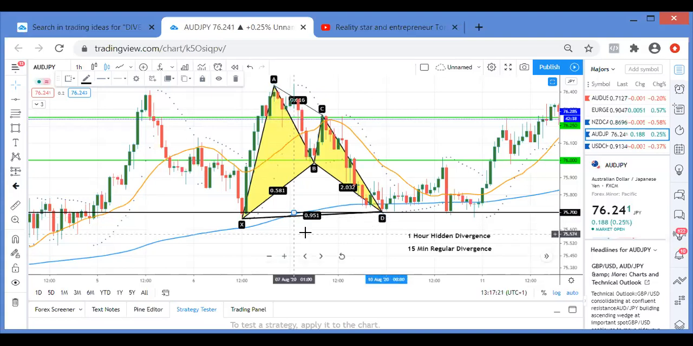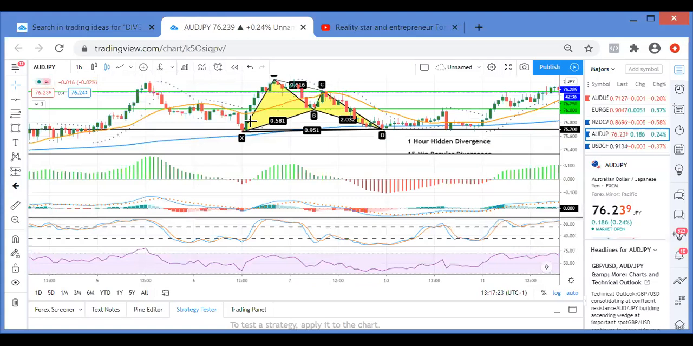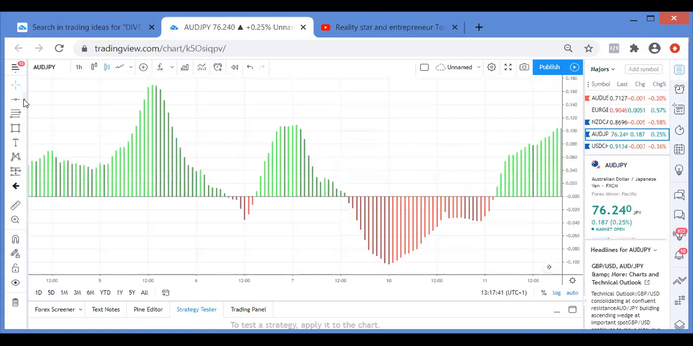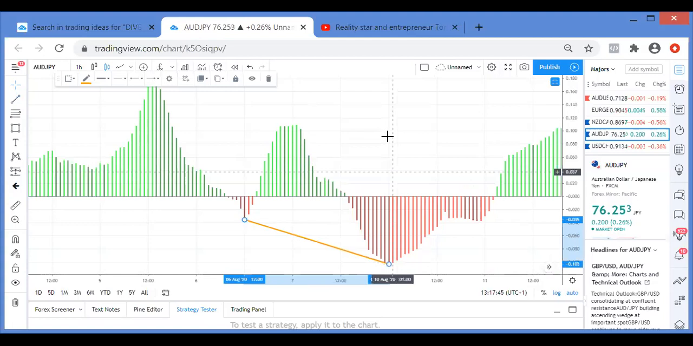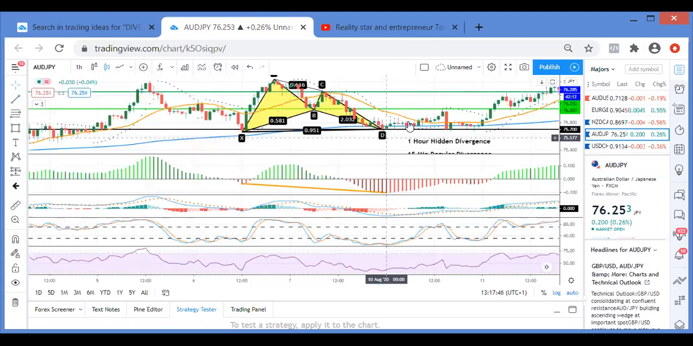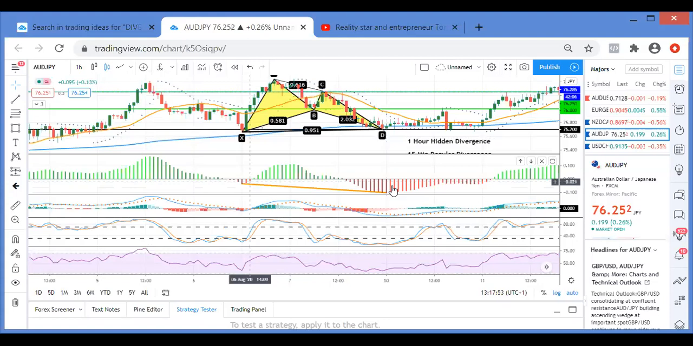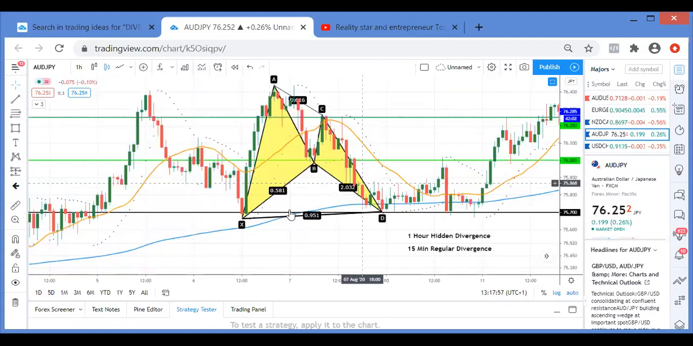Now, when I go to my MACD, look, this is a low, and this is a low. But can you see how, even though the market is going from this low to that low, is going up, on my MACD, from this low to the higher low is going down? So from this low to that low on the market is going up, but on my MACD, that same low is going down. So that's hidden divergence, yeah? And I spotted that on the 1 hour chart.